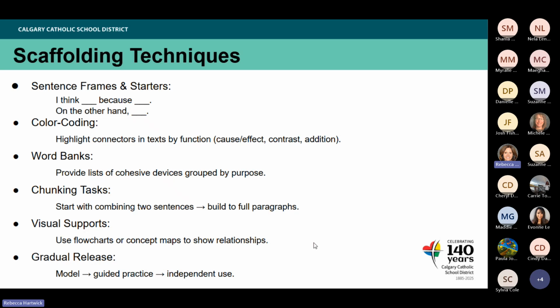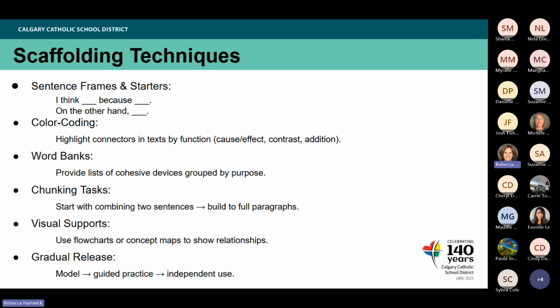The next one is visual support, so the use of flowcharts or concept maps to show relationships, and then a gradual release. It's always important to know that scaffolding should be gradually released as the students become more independent. So at first we may need to model, we may need to give them extensive sentence frames, we may need to show them many times so that they can start building that skill.